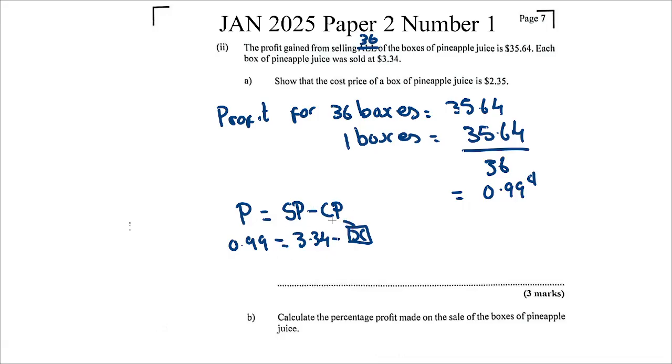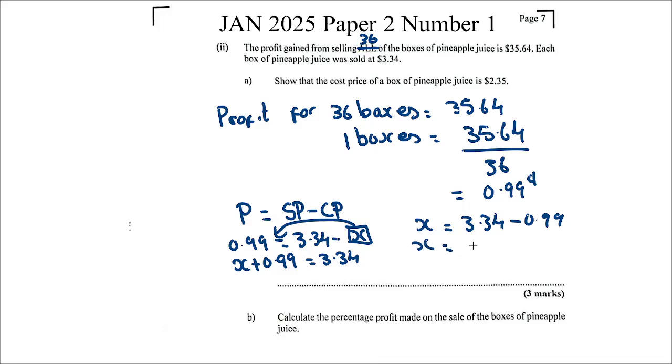So we're going to carry across that negative. Anytime you carry something over the equal sign, it's positive. So that's x plus 0.99 is equal to 3.34. Now I'm going to say x would be the difference of $3.34 minus 0.99. So x would be $2.35. And that is how you would have done this question if they gave you the number of boxes.